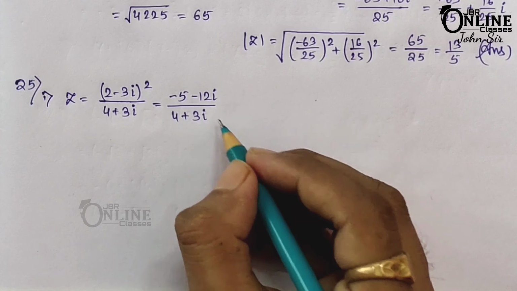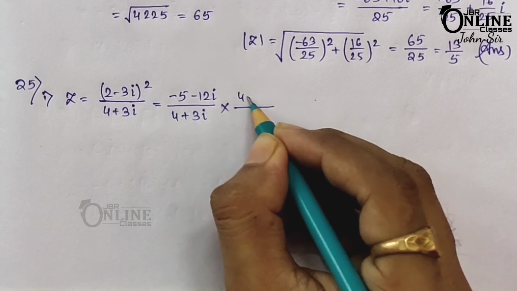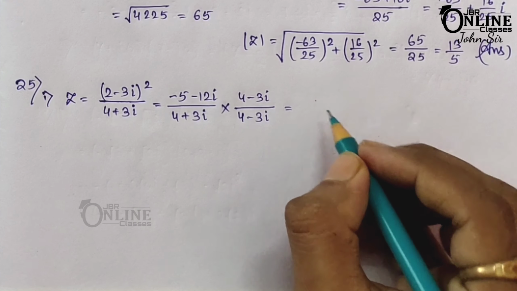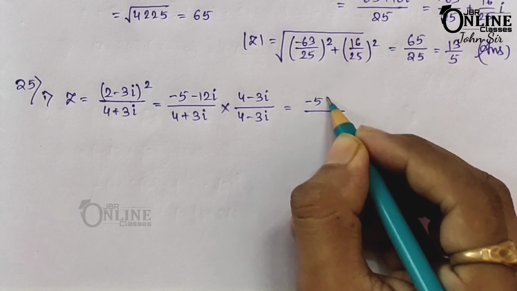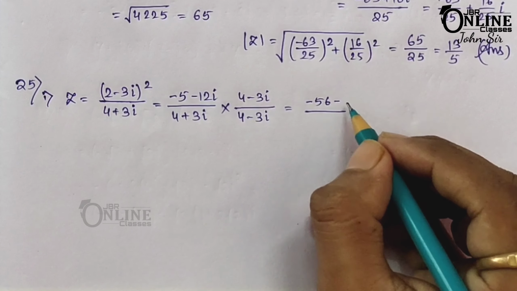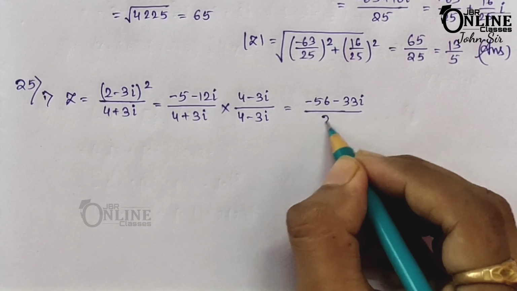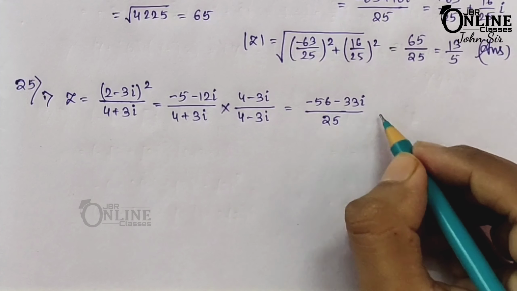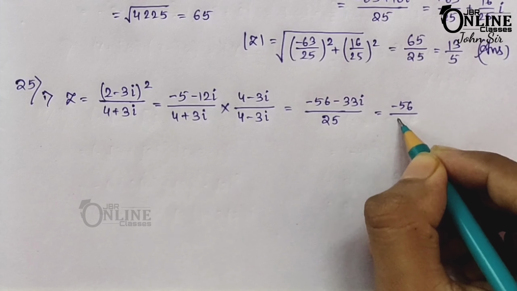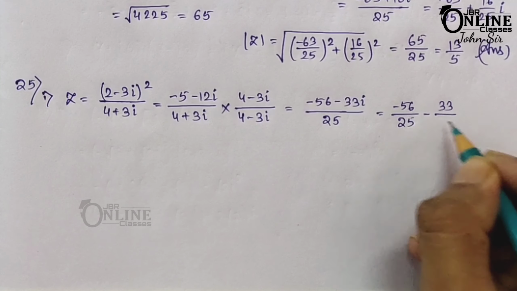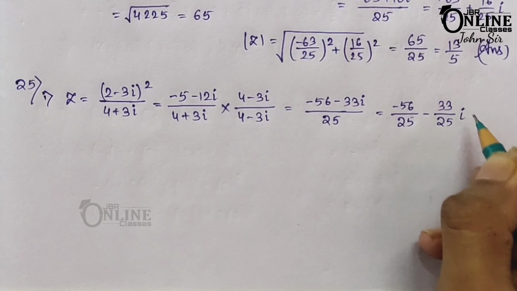Okay, so now the next thing you have to do is multiply it with the conjugate. So 4 minus 3i and here also 4 minus 3i. So the upper one will be minus 56 minus 33i and the lower one will be 25. Okay, so that means this one will be minus 56 by 25 and then 33 by 25 iota.